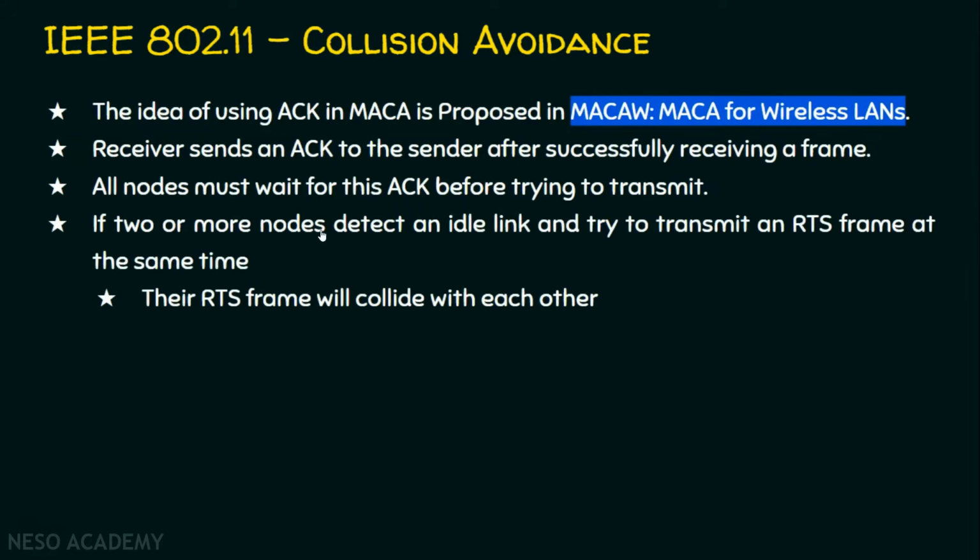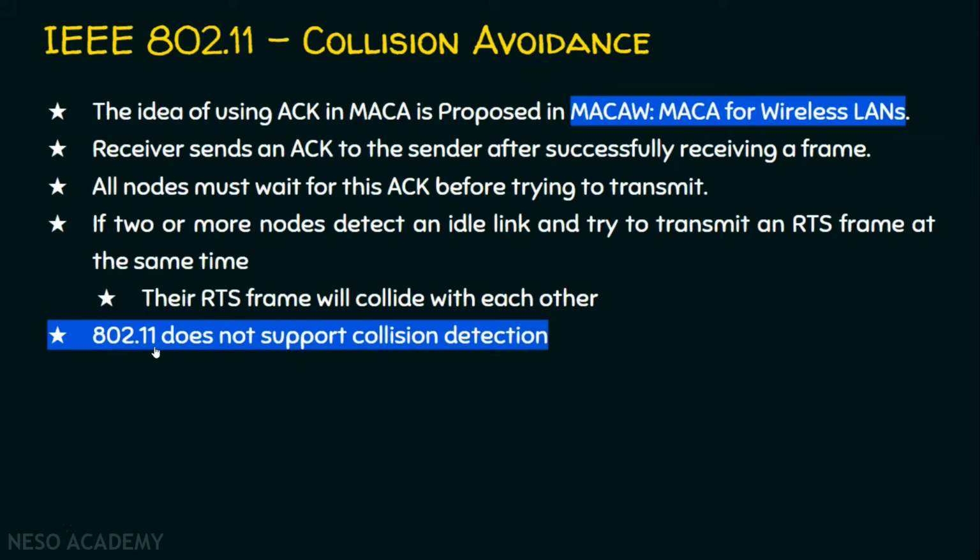And suppose there is an idle link and two or more nodes are detecting this idle link at the same time, so what happens? They try to transmit the RTS frame at the same time. So if two or more nodes detect an idle link and try to transmit an RTS frame at the same time, what happens? Their RTS frames will collide with each other. Will this collision be detected? No, because IEEE 802.11 does not deal with collision detection, but it deals with collision avoidance. So IEEE 802.11 does not support collision detection.